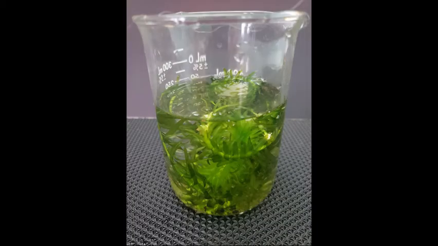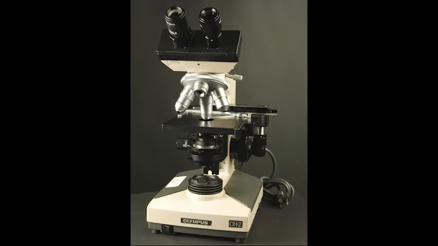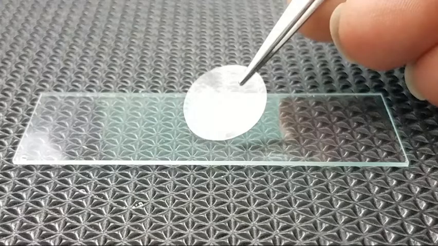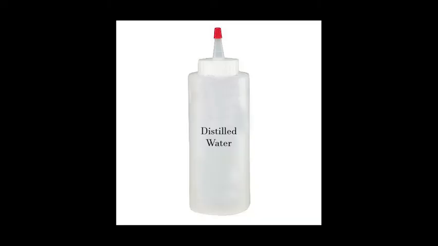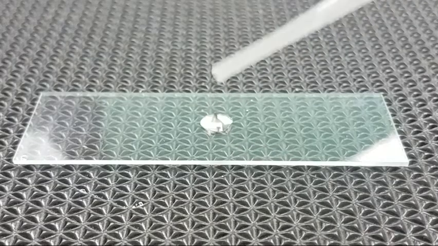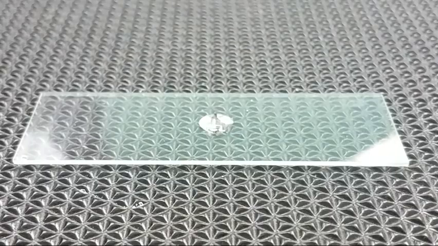Materials: Elodea plant, compound microscope, cover slip, slide, distilled water in dropper bottle, 10% sodium chloride solution in a dropper bottle, paper towel. Procedure: place a drop of distilled water on a clean slide.